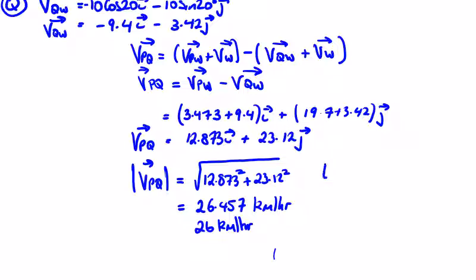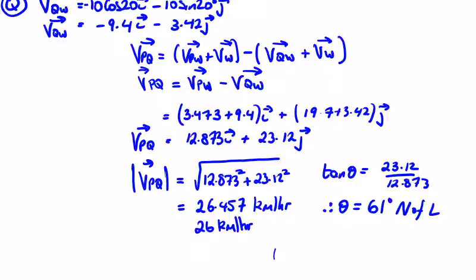And the direction, tan of theta, is equal to 23.12 over 12.873. Therefore theta, if we get the inverse tan of this, will give me 61 degrees to the nearest degree, and they're positive, so that's north of east for the direction and the magnitude.